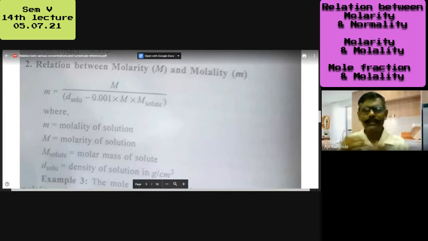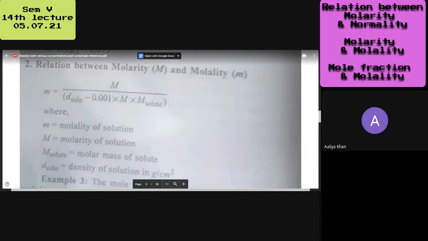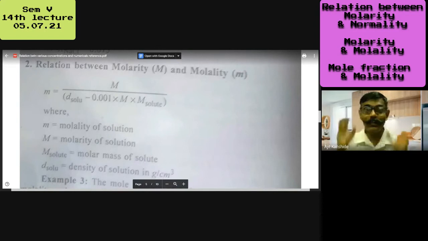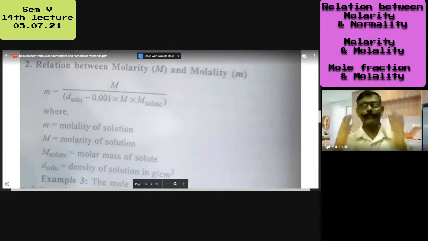And we want to have a relationship with molarity. What is molarity? Number of moles of solute divided by volume of solution in dm cube. Now compare. The numerator is the same for both molality and molarity, but the denominator is different. The denominator in molality is mass, and it is of solvent, not of solution. The denominator in molarity is volume, not of solvent, but of solution. So these are the differences. Now we have to work with that; we have to interconvert.